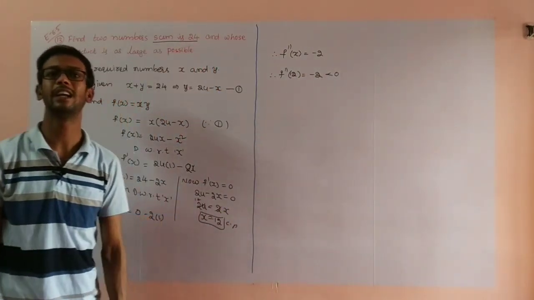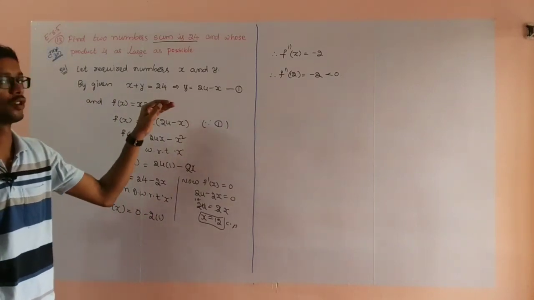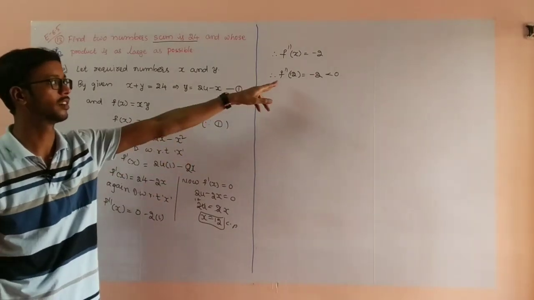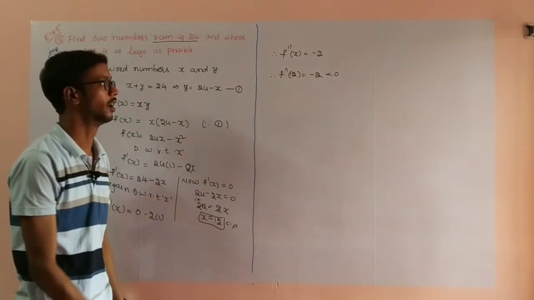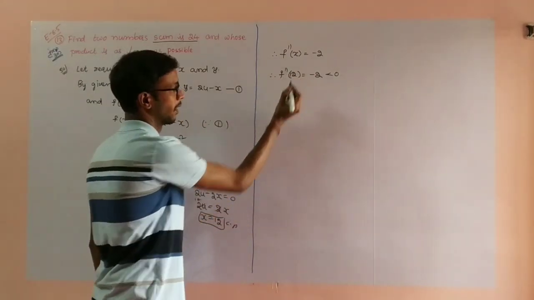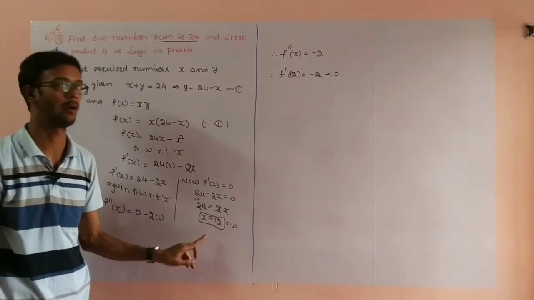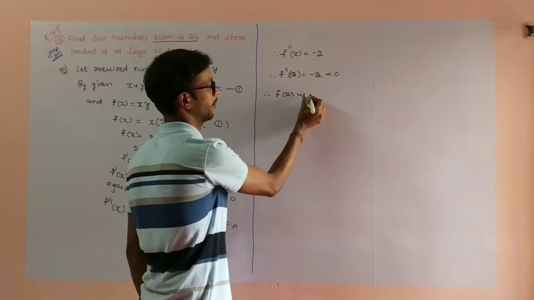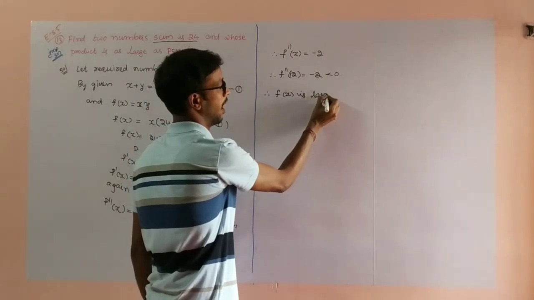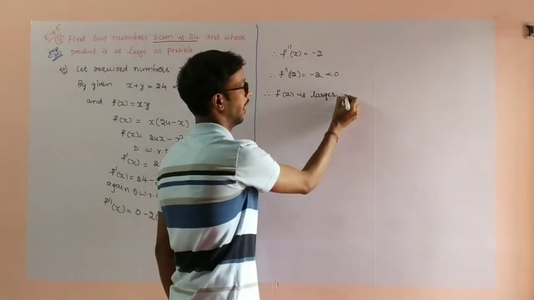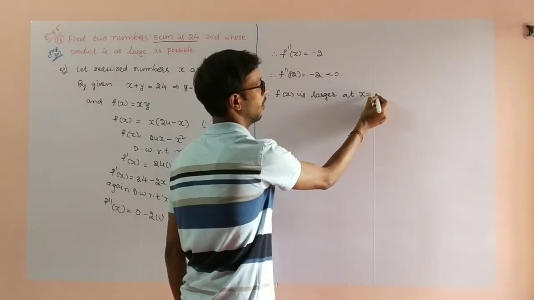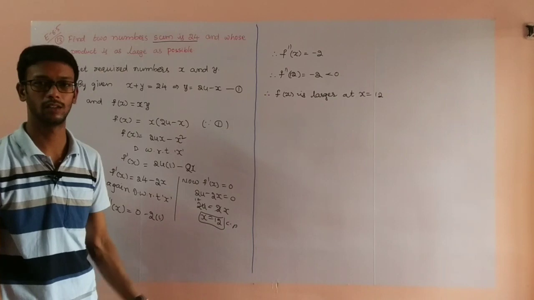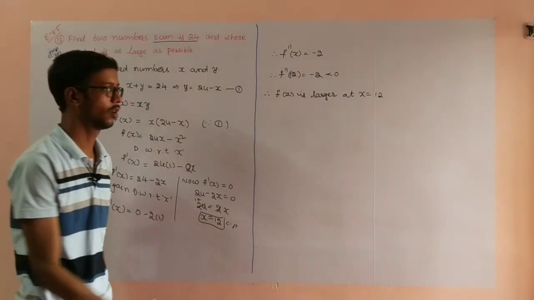Negative we are getting. Negative means the function should be maximum. The function should be larger at x equal to 12. X equal to 12 is the critical point. Therefore, f of x is larger at x equal to 12. Larger or maximum, same thing, at x equal to 12.